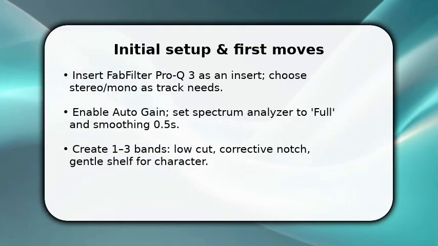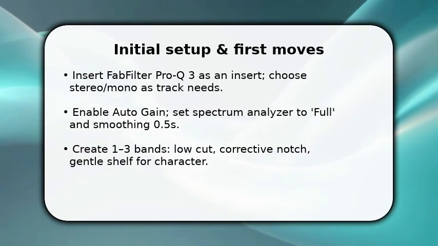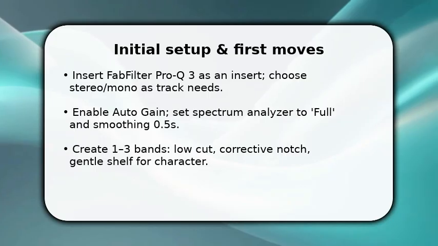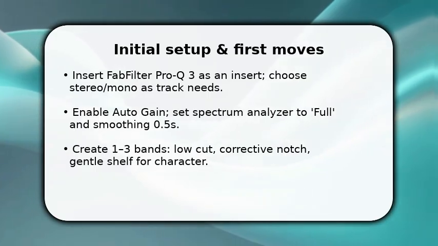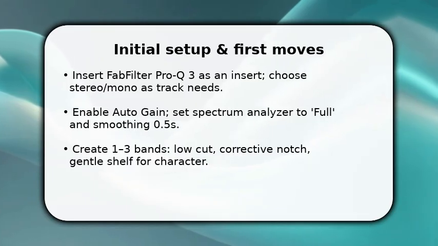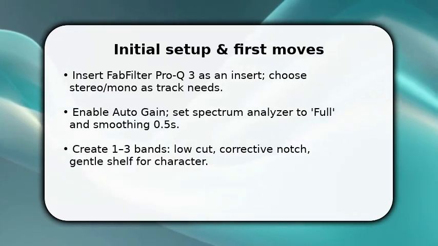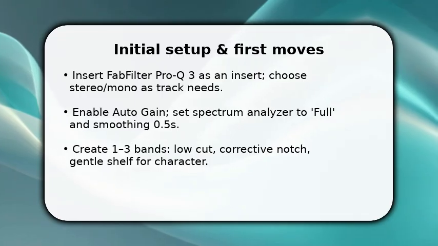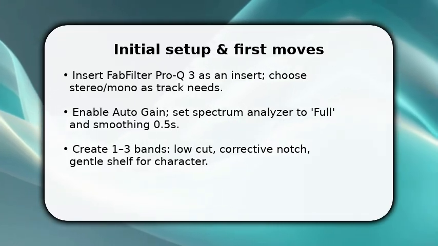You start by loading FabFilter Pro Q3 on the track and confirming stereo or mono so phase behaves predictably. Once loaded, turn on auto gain and open the spectrum analyzer to full with moderate smoothing. This lets you see problems without being misled by level swings.